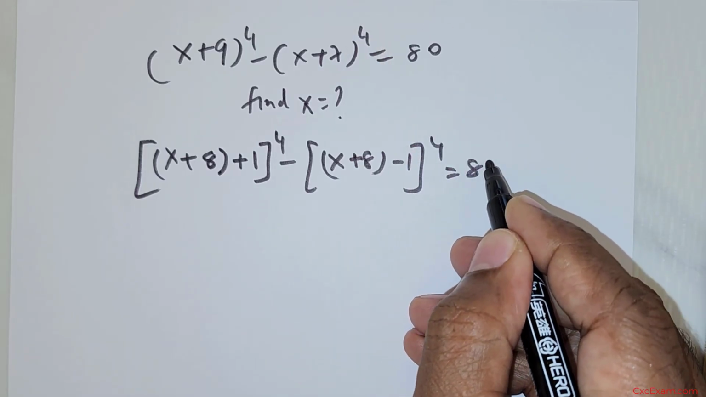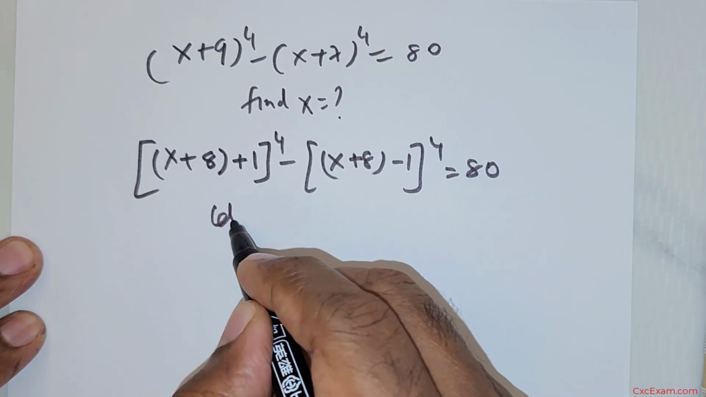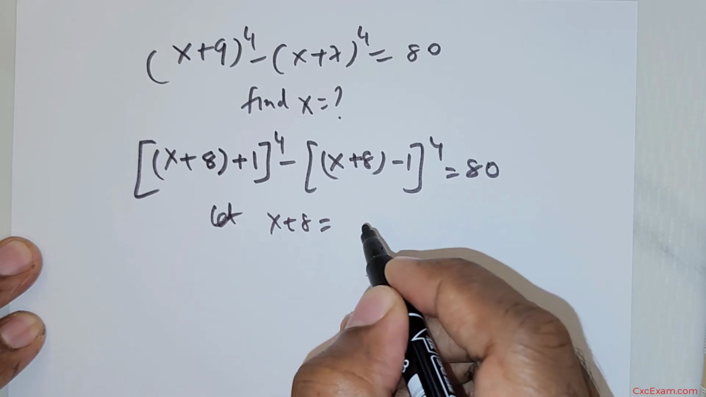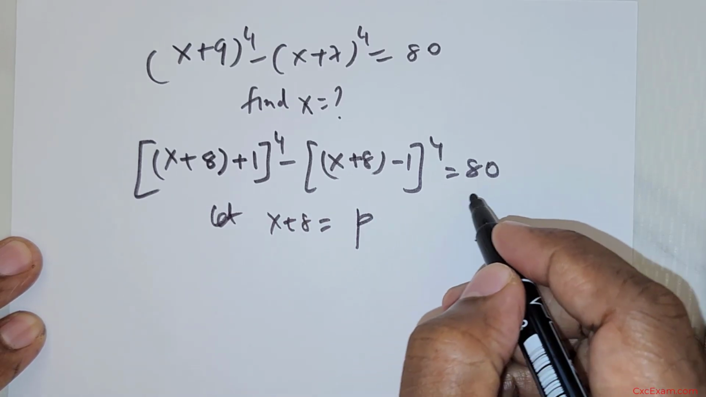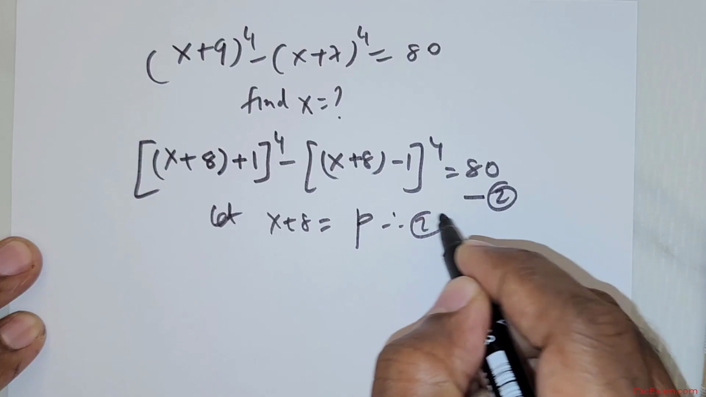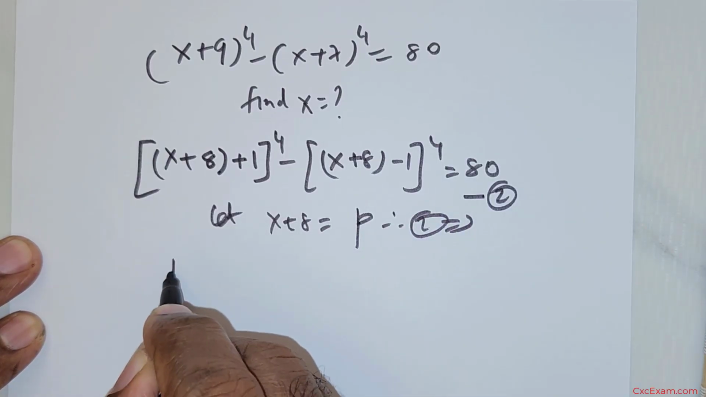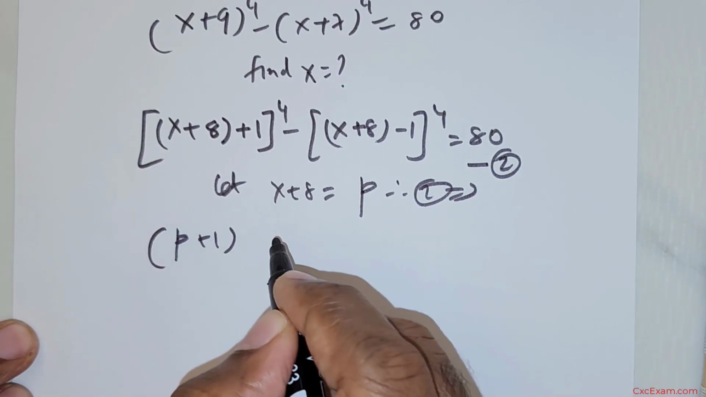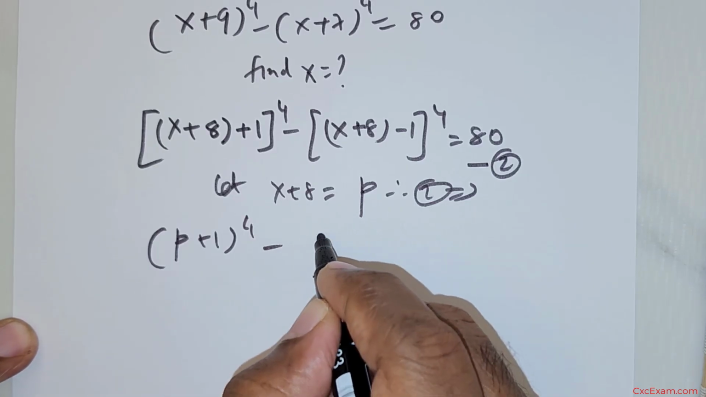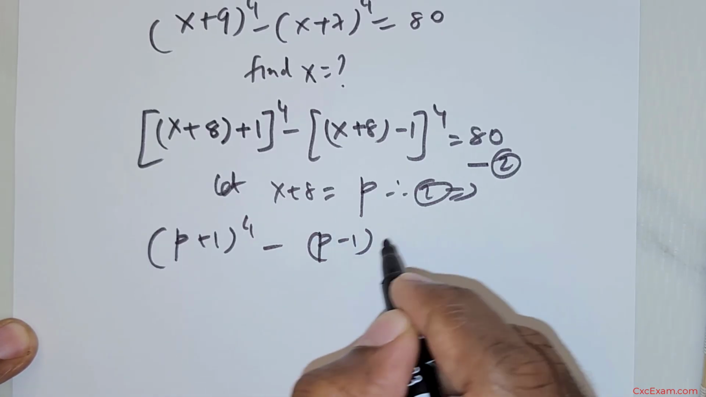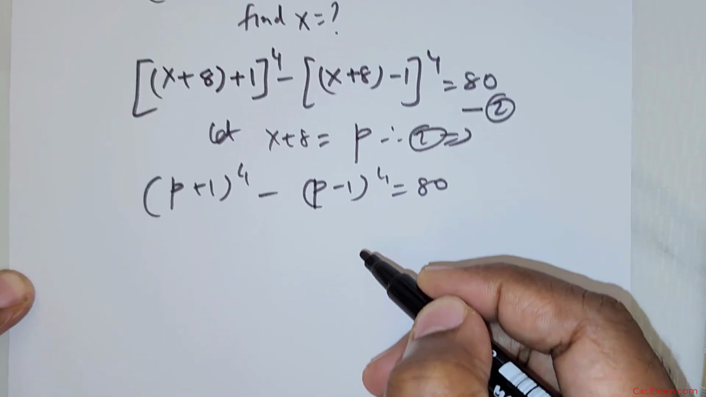Fair enough. Okay. Now let me take x + 8 to be equal to some p. If I were to take this as p, therefore I can rewrite it as (p + 1) raised to the power of 4 - (p - 1) raised to the power of 4 is equal to 80.